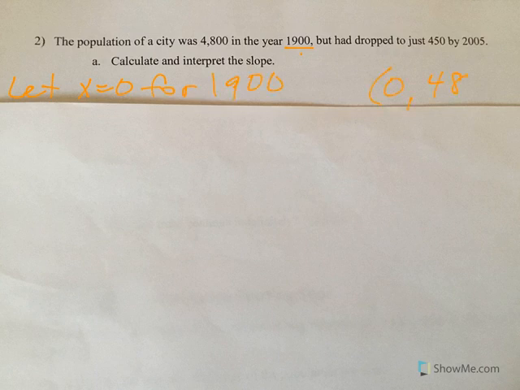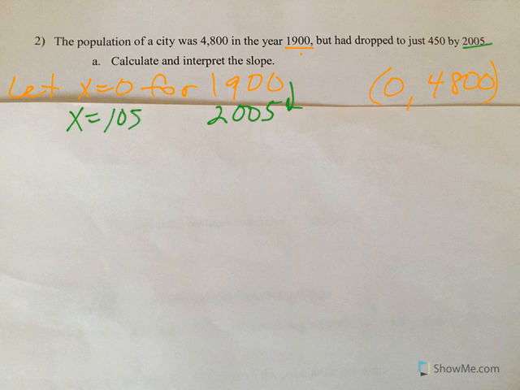Okay, the next problem. The population of a city was 4,800 in the year 1900, but had dropped to just 450 by 2005. Calculate and interpret the slope. Again, we start with our oldest year, 1900, and we say let x equal 0 for 1900. So that ordered pair would be (0, 4800). In 2005, that's 105 years later, so x would have a value of 105. We just subtract these two to find that. So that ordered pair would be (105, 450), since there are 450 people left.